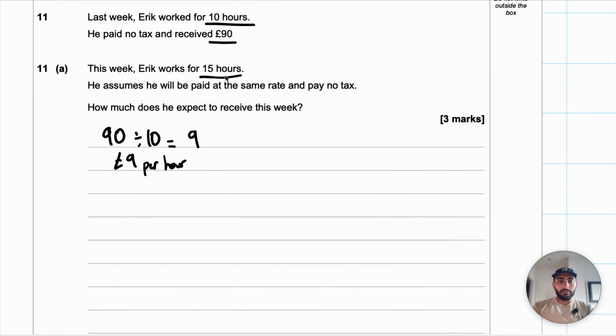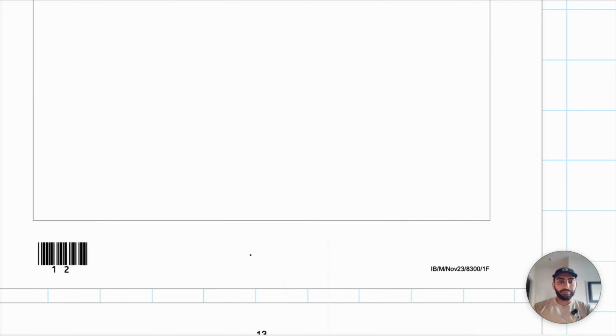This week, Eric works for 15 hours, so we need to do 15 this time, because it's 15 hours, multiplied by the amount he's paid per hour, which is 9. 15 times 9, you can do 9 times 10, which is 90, and 9 times 5, which is 45. 90 add 45 is 135. So altogether, he's going to earn £135 this week.